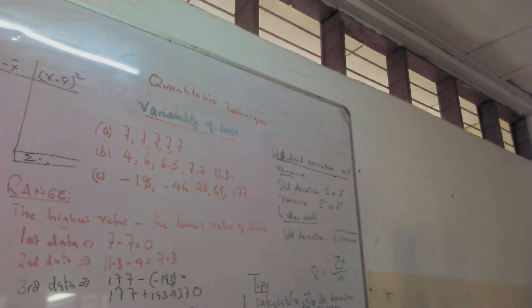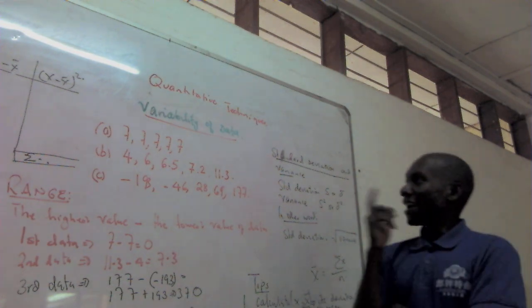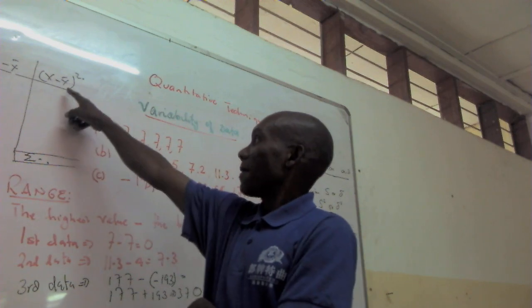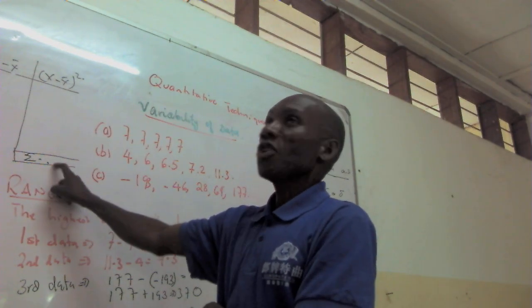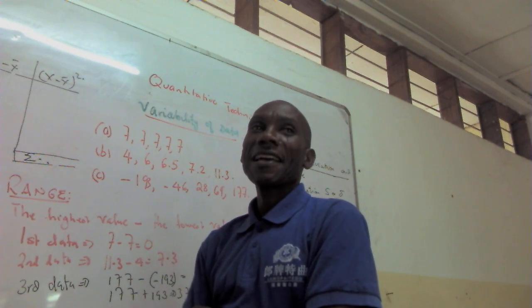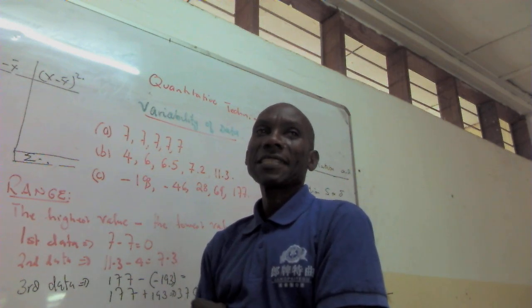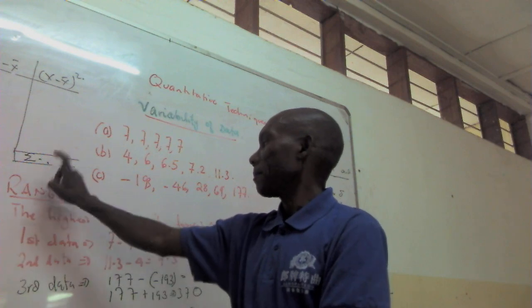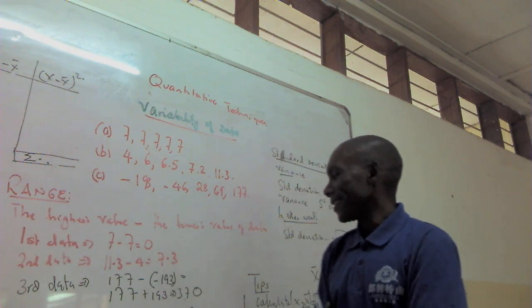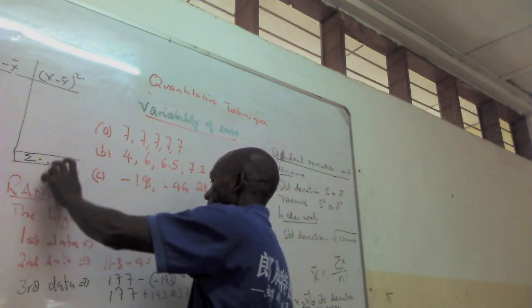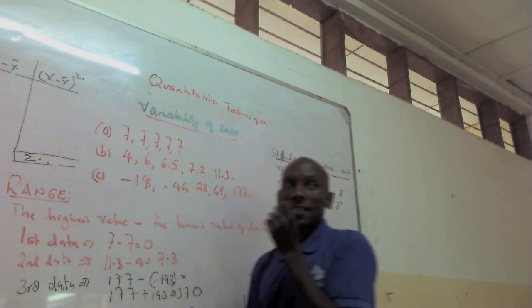Find the sum of x minus x bar squared for all values. Yes, for all values. When you have added everything here, you divide by n, how many numbers there are. What you are getting is variance. You are adding everything from here and dividing by how many numbers there are, and what you get is variance.